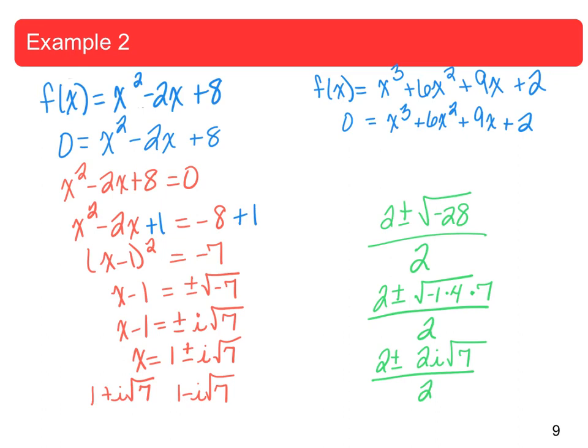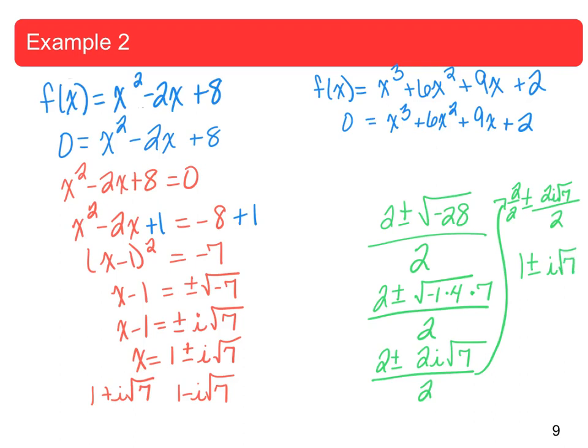Is that where you got to, Alex? Yes. Okay. So this can be rewritten as 2 over 2 plus or minus 2i on the square root of 7 over 2. The 2 and the i and the square root of 7 are all being multiplied, so they're one term. Then, when you simplify, you end up with this.